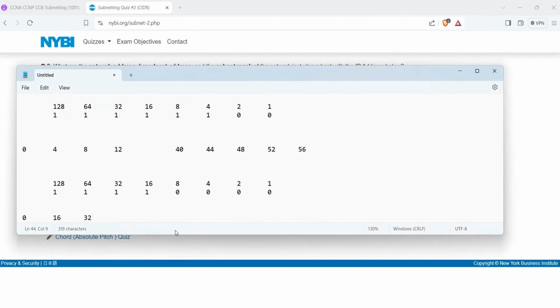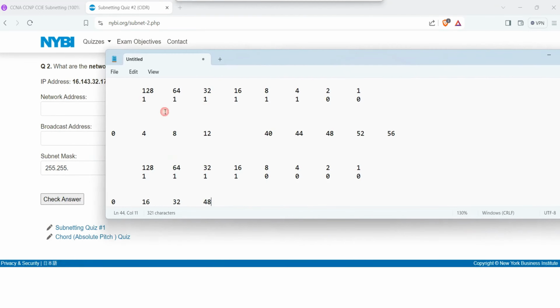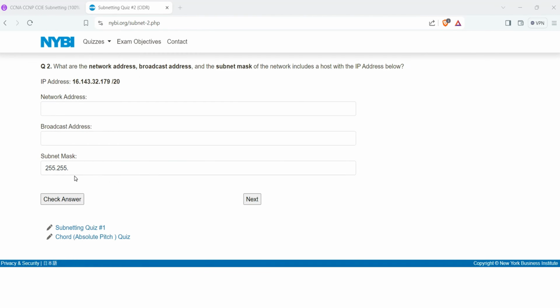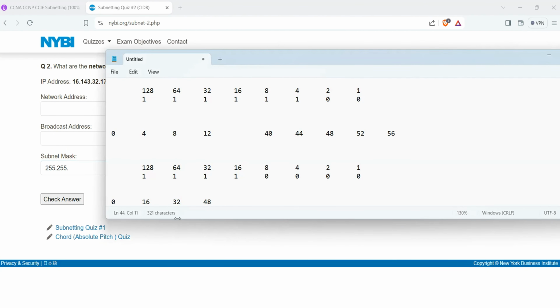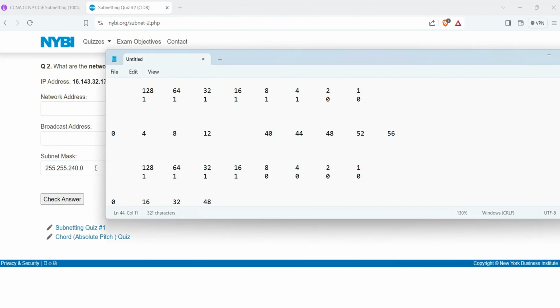32. Okay, that's easy. 32 and 16 is what? 48. So 32 falls in between 32 and 48. And why am I focusing on 32? Because my subnet mask is 255.255.240, and this is what over here? When I add these up together, what do I get? 240. So my focus is on the one that is not 255. 32 falls in between 32 and 48.